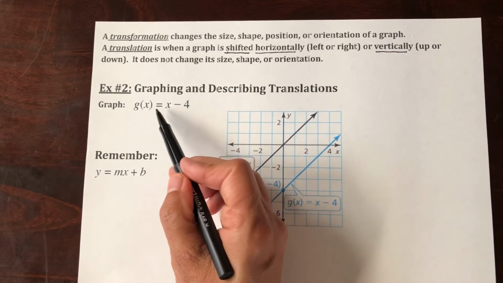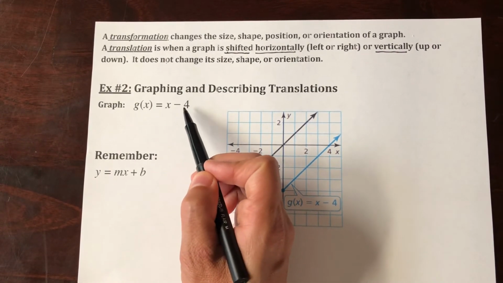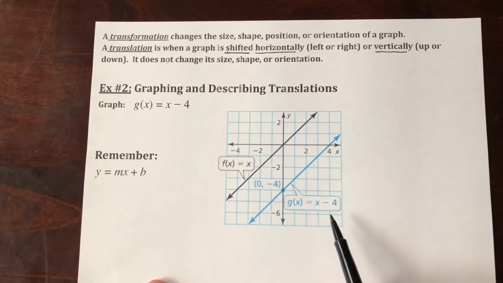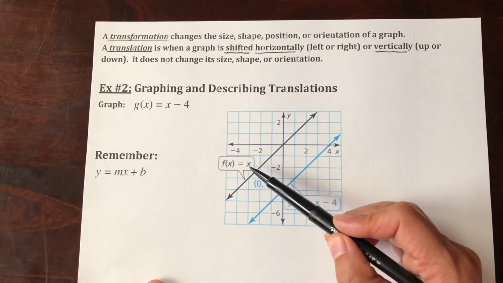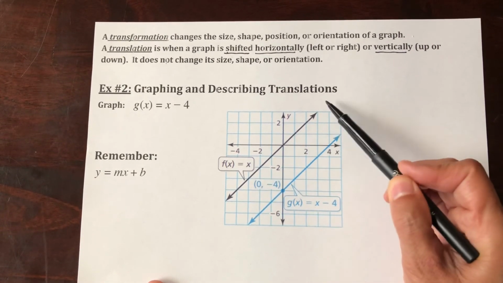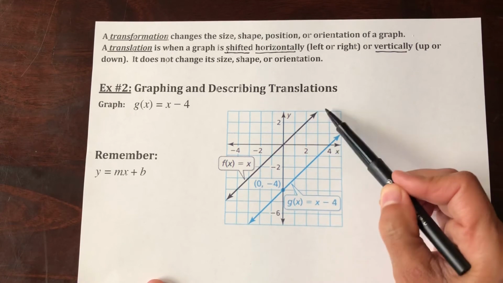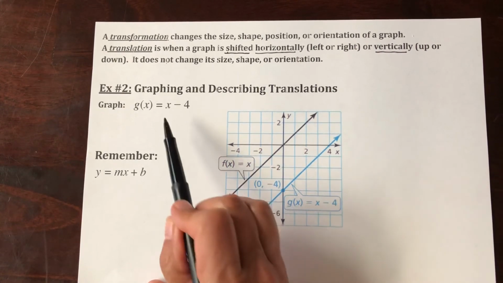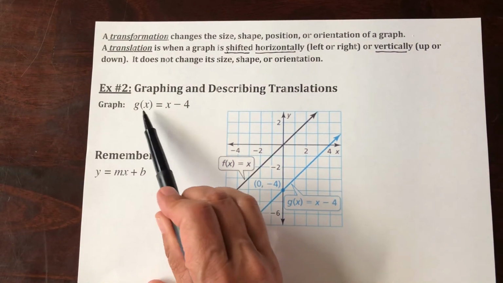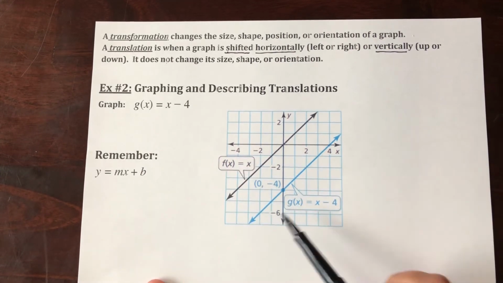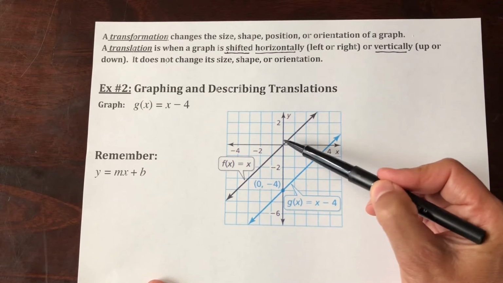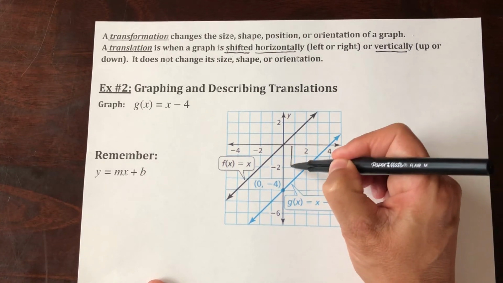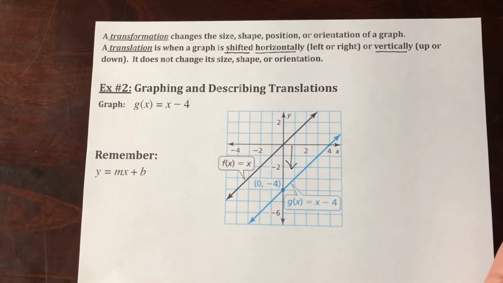g of x equals x minus 4. In our picture here, we have our parent function, f of x equals x, which remember is the simplest form of a linear function you can have. And then we have our new function, g of x equals x minus 4, which is shown here. As you can see, our line has simply been shifted down 4 units. So that is a translation.